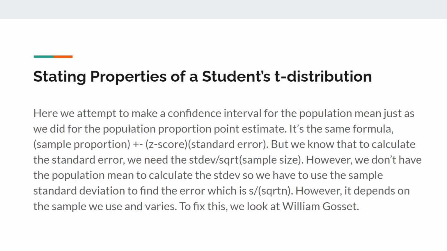Typically, when we find a confidence interval, it's the sample proportion plus or minus the z-score times the standard error, which this is simply just going to be in confidence proportion. But we know that to calculate the standard error, we need the standard deviation over the square root of the sample size. So we have to calculate the standard deviation, which we use to find the error, which is just going to be sample standard deviation divided by square root n.